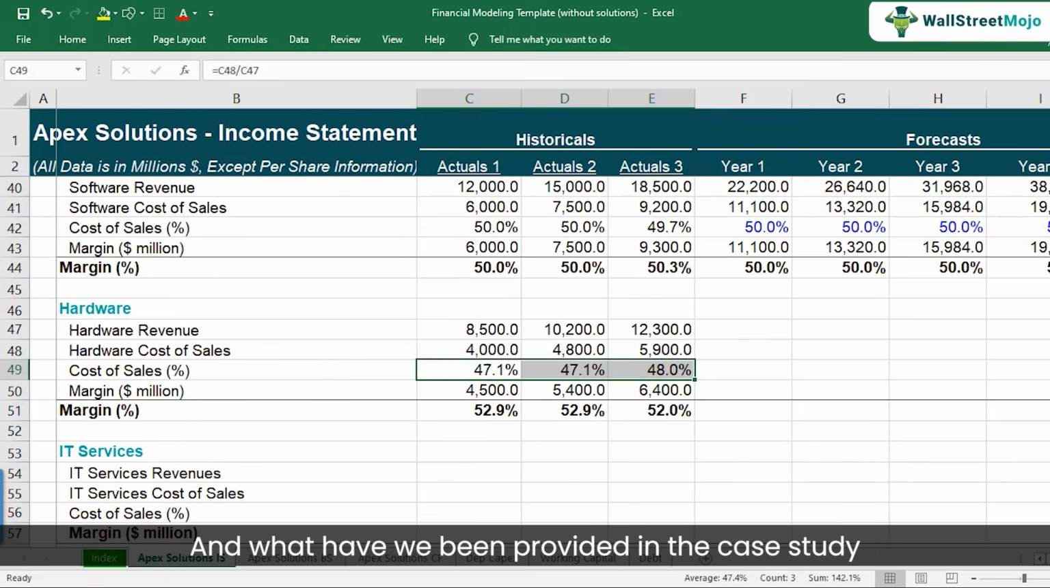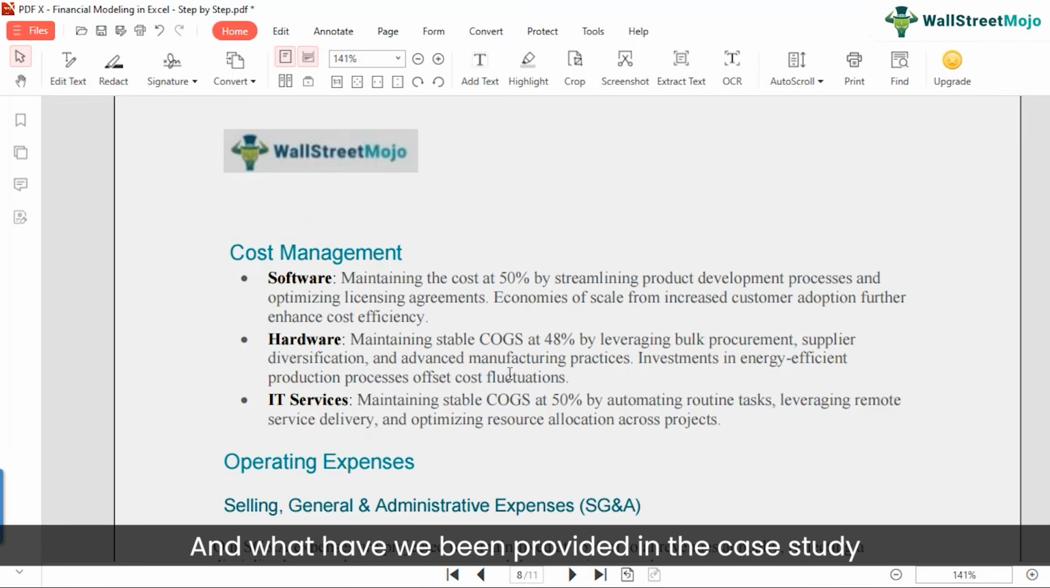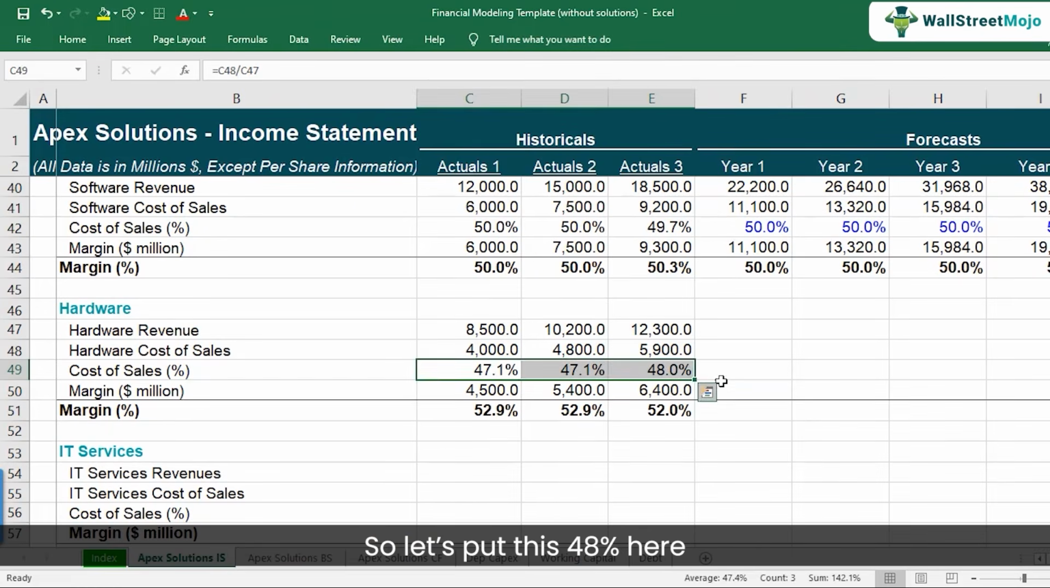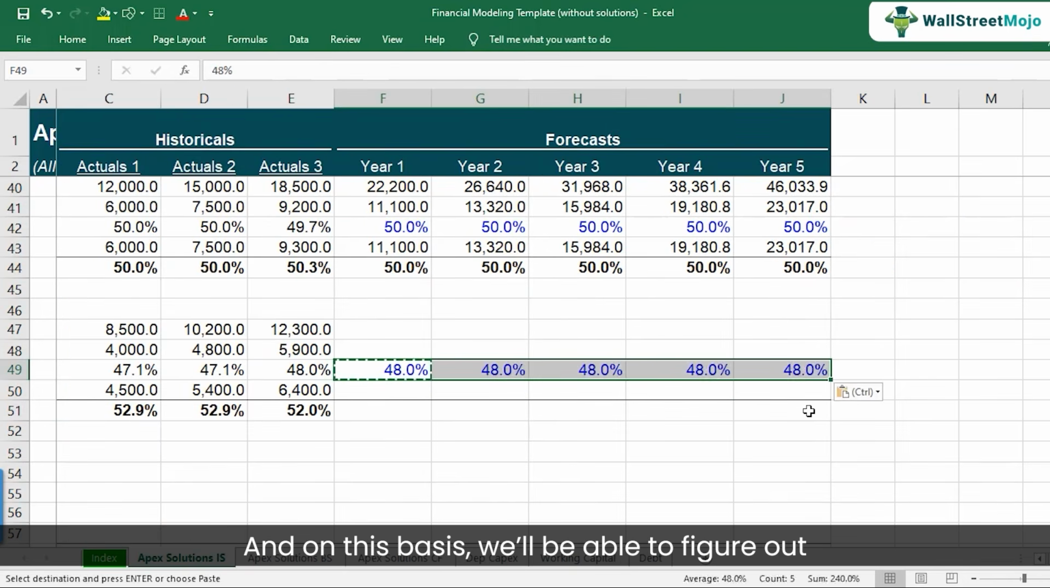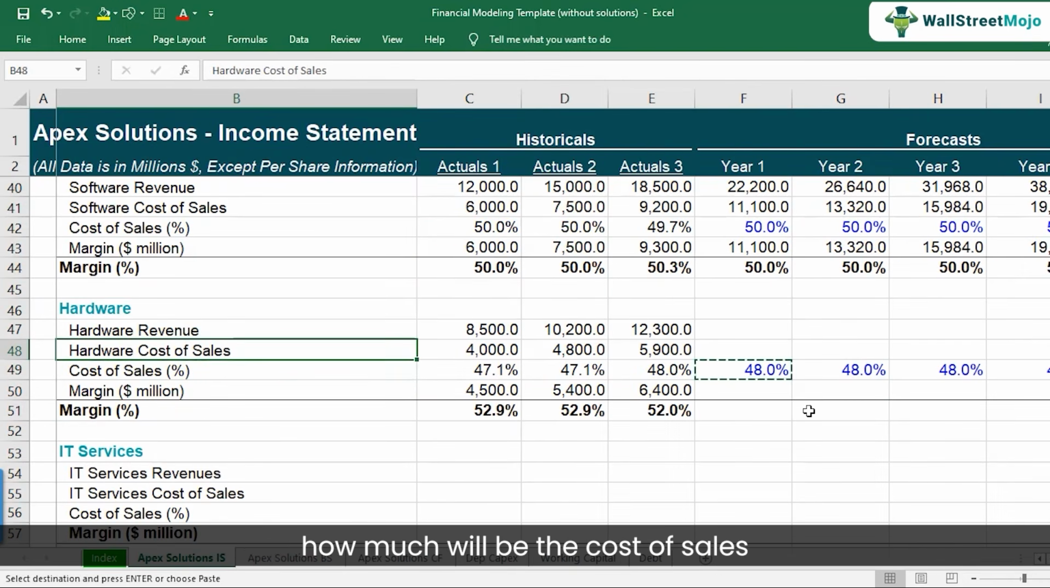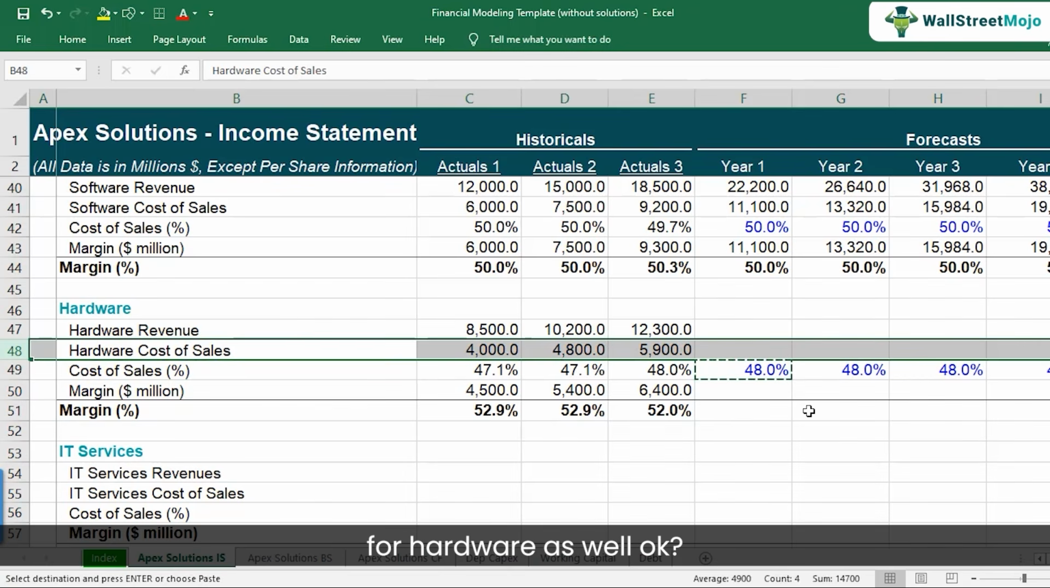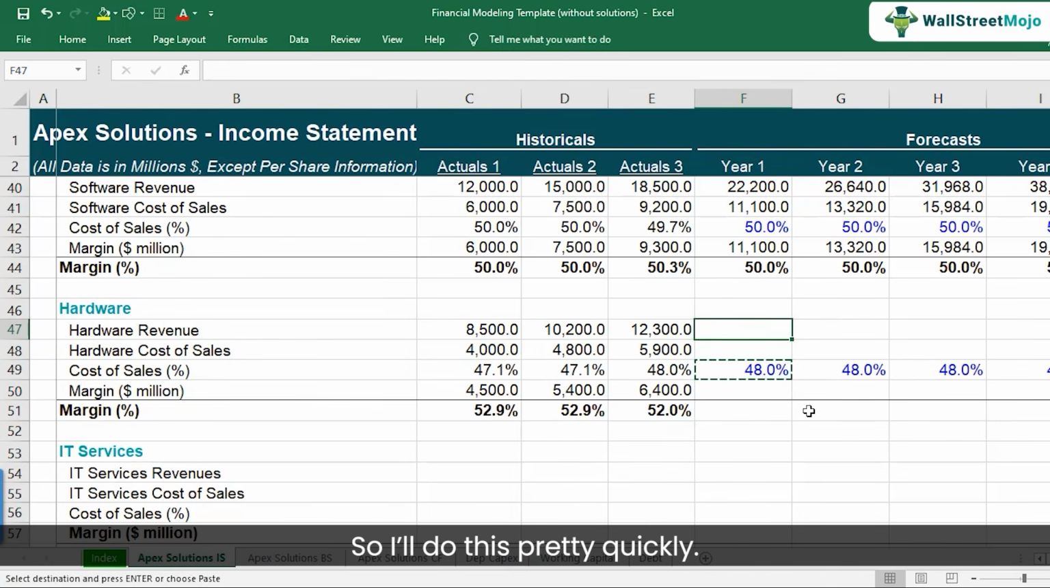Okay. And what have we been provided in the case study? That maintaining a stable 48% is what they want, right? So let's put this 48% here as the assumption. And on this basis, we'll be able to figure out how much will be the cost of sales for hardware as well. Okay, so I'll do this pretty quickly.